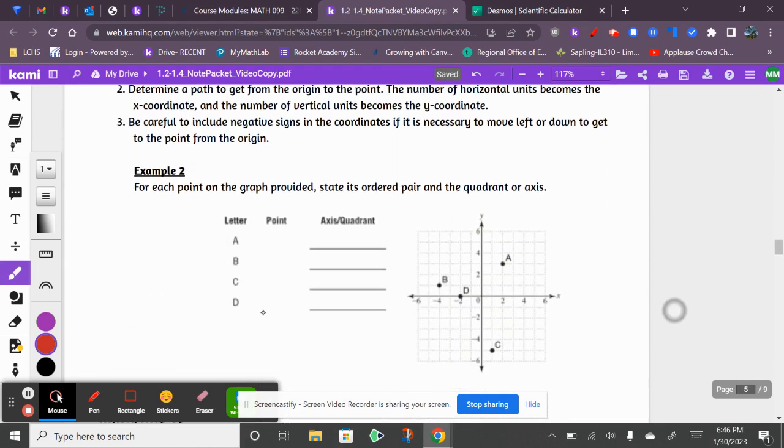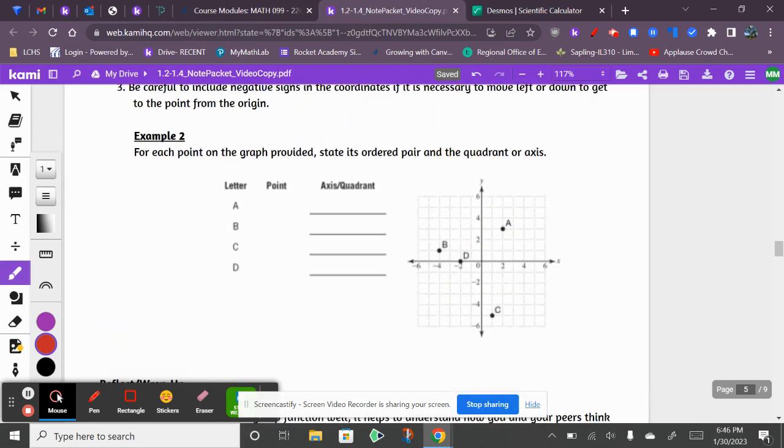For example 2, we're just switching it up. We are just taking the points that are already plotted, and we're going to write what their actual coordinates are, so what they are in terms of where they're at with x, y, and then also which quadrant they're in. So remember that this is quadrant 1, 2, 3, and 4. So when I look at point A, it went 2 to the right and up 3. So it's at the point 2, 3, and it's in quadrant 1.